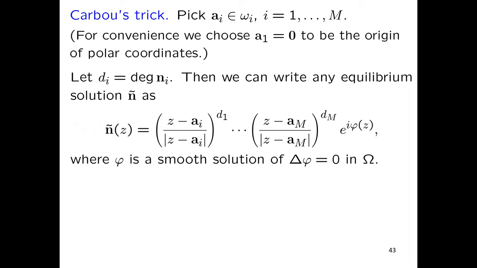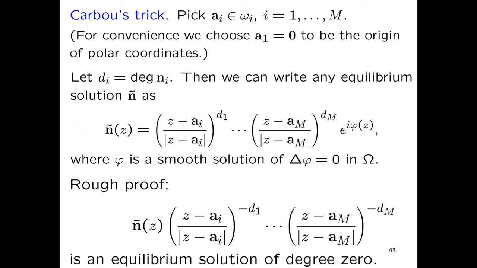But why is this true? Well, a rough proof is this. Look at n tilde of z times these things raised to the negative power d_1 up to negative power d_m. Now, that's a solution because z minus a_i over |z minus a_i|, that's a hedgehog. You can multiply solutions together. So that to the power d_1 is also a solution. And if you have a solution, its inverse is also a solution. That just changes the sign of phi. So this is actually a solution.